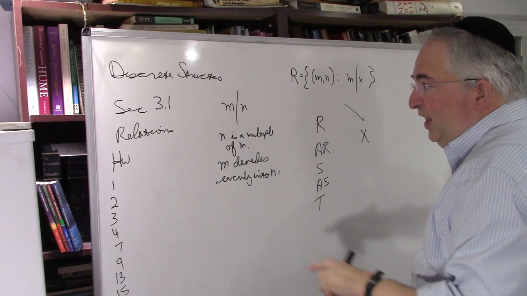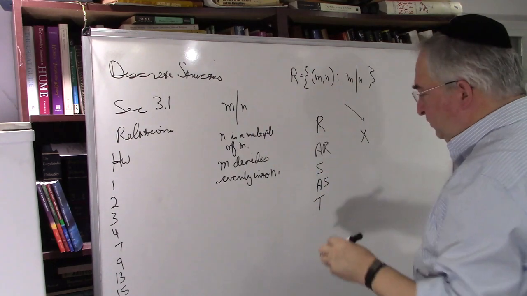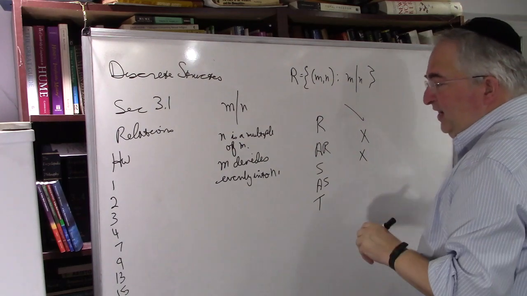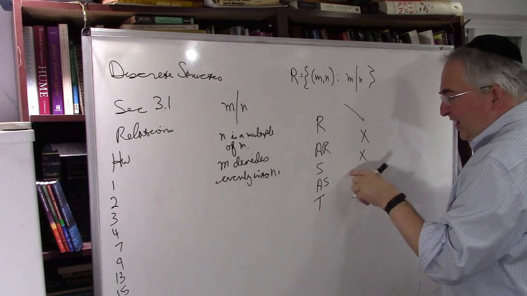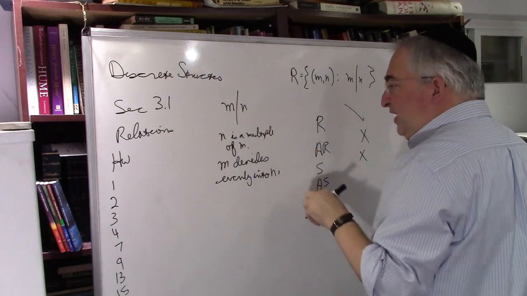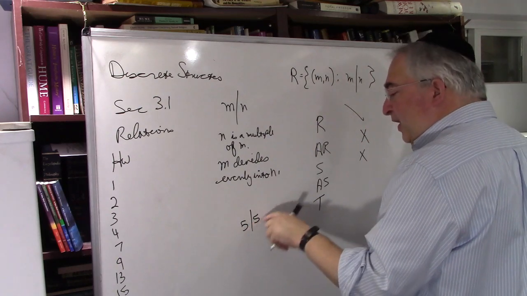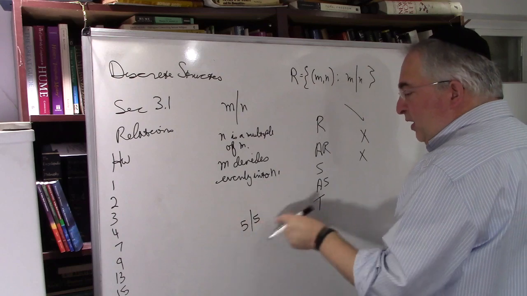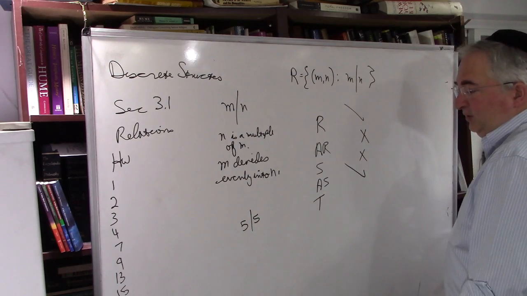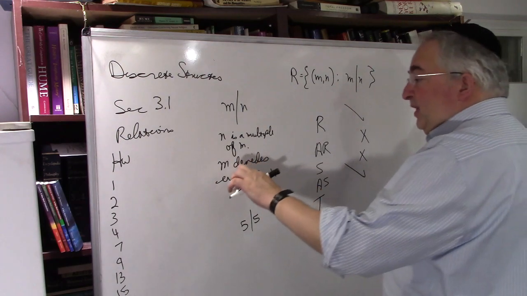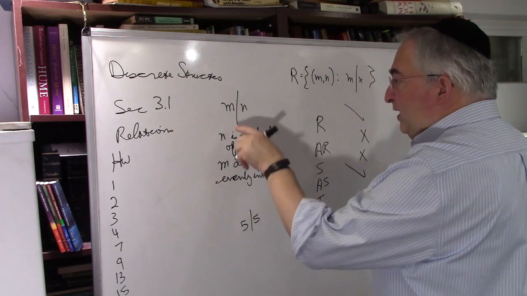Is it symmetric? If 3 goes into 15, does 15 go into 3? And the answer is no, it doesn't. Is it anti-symmetric? If m goes into n and n goes into m, the only way that can be is 5 goes into 5 and 5 goes into 5. That's the only way. So then those two numbers are equal. So yes, it's anti-symmetric.